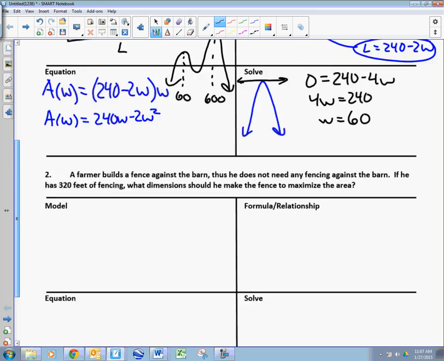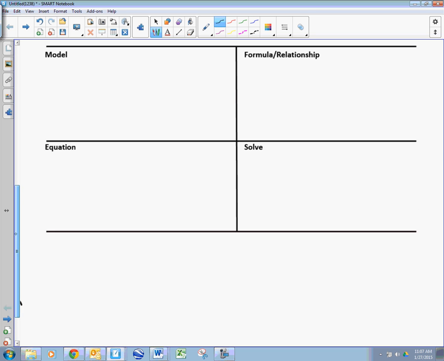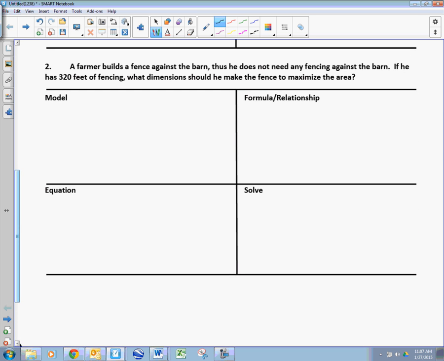All right. Yards. So, a farmer builds a rectangular fence up against a barn. Thus, he doesn't need any fencing against the barn. This is our barn.